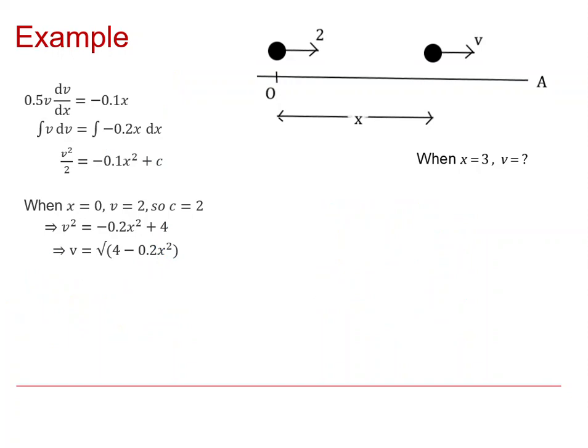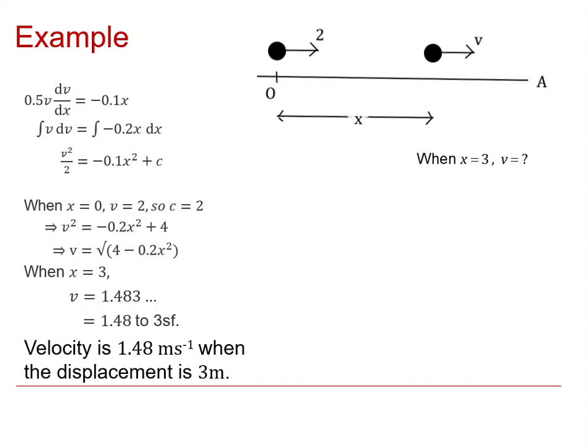So if we're interested in the value of v when we substitute x equals 3, we're going to get 4 minus 0.2 times 9, which is 4 minus 1.8, so the square root of 2.2. So if we work out the square root of 2.2, we get, using a calculator, approximately 1.483, etc., which gives us 1.48 to 3 significant figures. So that enables us to answer the question. There we are, the velocity is 1.48 meters per second when the displacement is 3 meters. Well, that's what the question asked.